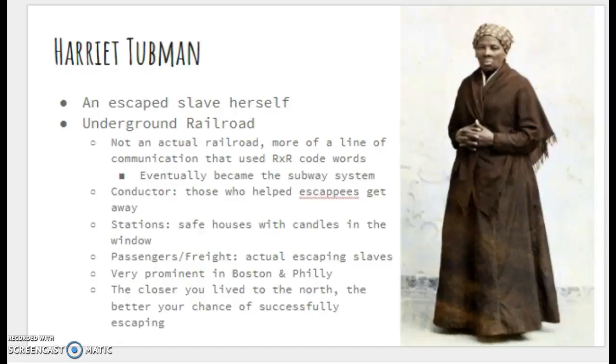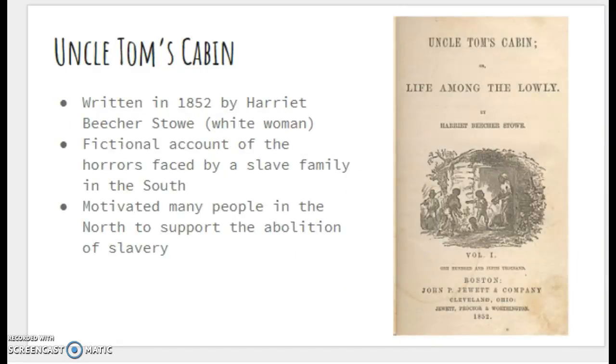This system of escaping was very prominent in places like Boston and Philadelphia because, of course, the closer you lived to the north, guys, the better your chance of successfully escaping was, right? And that makes sense. If you live closer to the north, where they support abolition, then the distance that you have to travel from perhaps Midland, Virginia to the north isn't nearly as long as if you were to have to escape from somewhere like Charleston to the north, right? So the closer you lived to that line that separated the north from the south, the more likely you were to escape successfully.